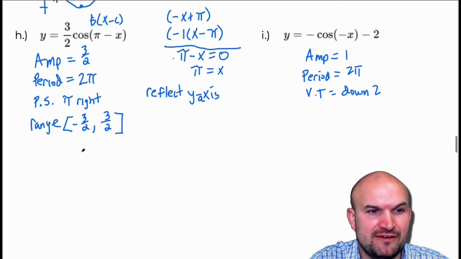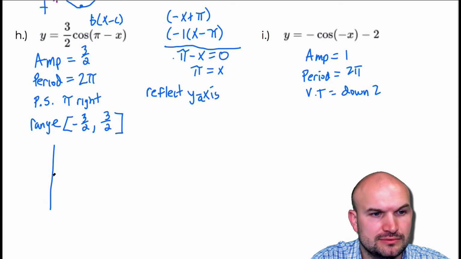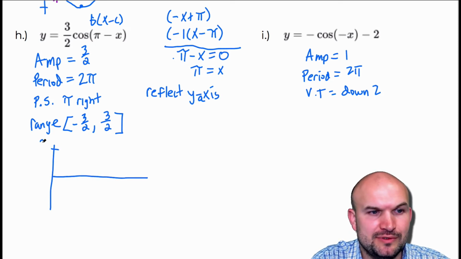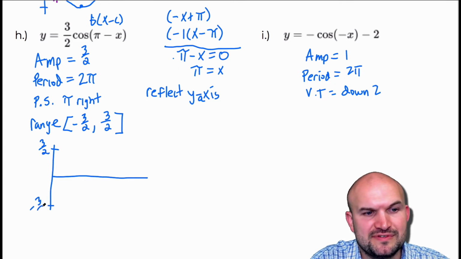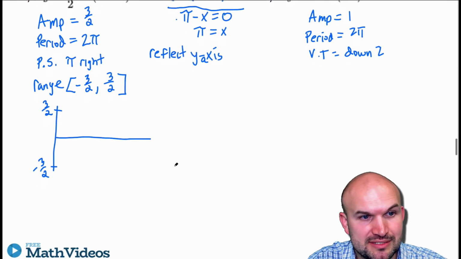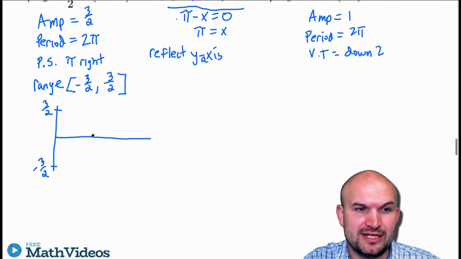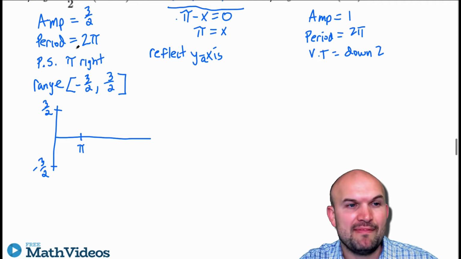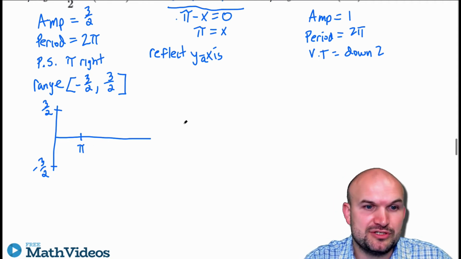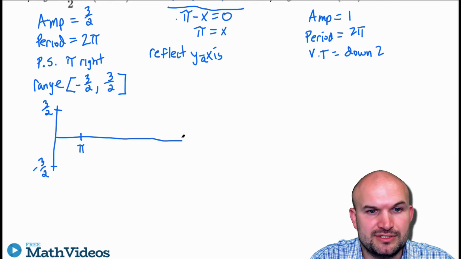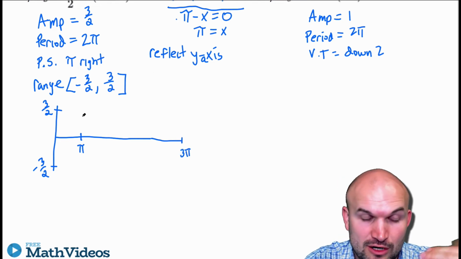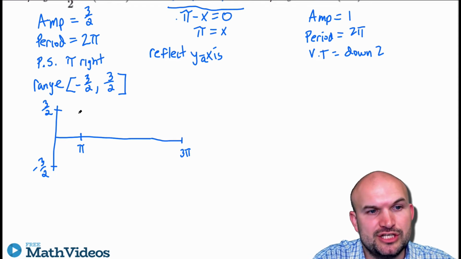focus here on my phase shift and my amplitude. My amplitude is going to give us 3 halves and negative 3 halves as my max and my mins. And then rather than the graph starting at 0, my graph is now going to start at pi. And then again, the period is still 2 pi. So pi plus 2 pi is going to take us all the way to, let's just go to 3 pi. The reflection about the y-axis, again, as I mentioned, is not really going to change anything.